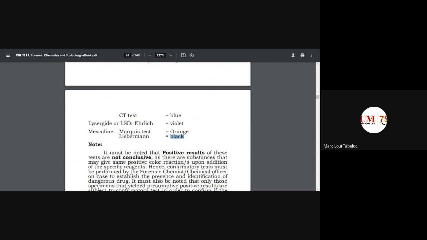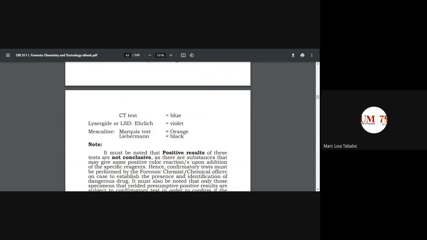When you use the Marquis test with the Marquis reagent, if you want to positively identify the presence of mescaline, the specimen will turn orange. So those are just some, actually most, of the color tests for the common abused dangerous drugs here in the Philippines. Those are the equivalent results for color testing.